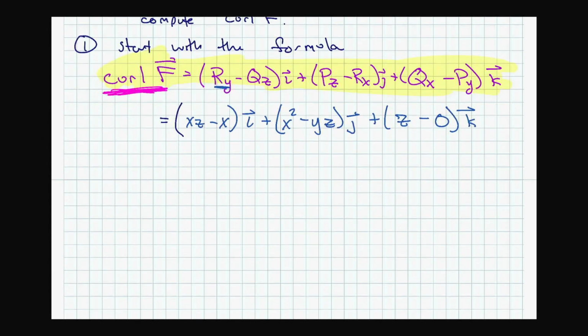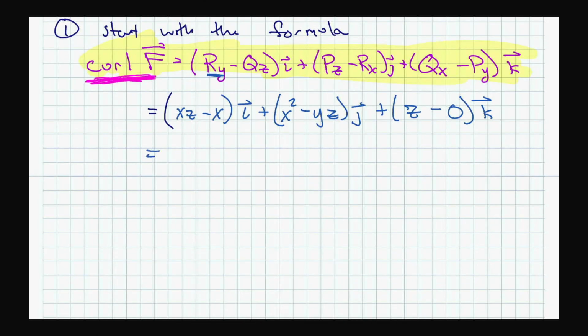Okay, so there you go. You can leave it like that. Or if you want it in the triangular bracket notation, we have xz minus x, comma, x squared minus yz, comma, z. And that is curl F.